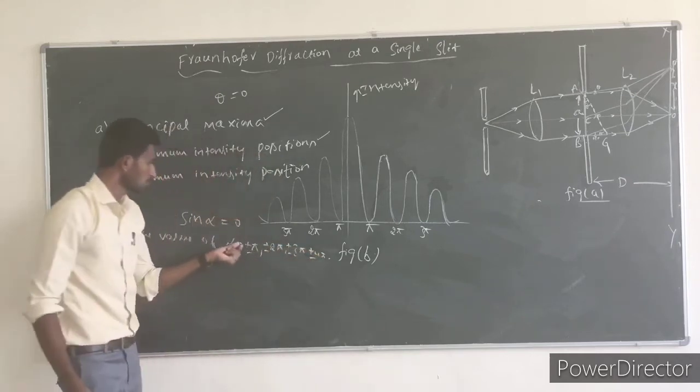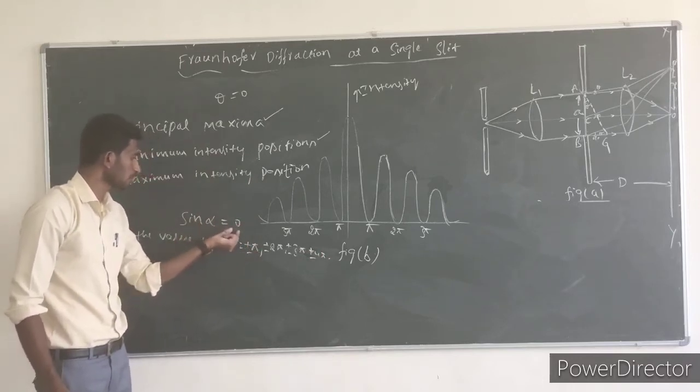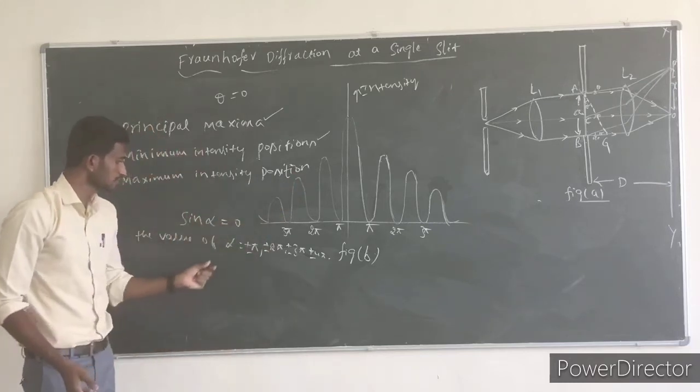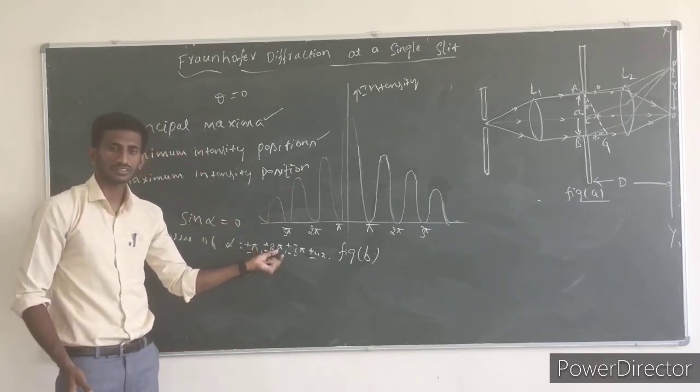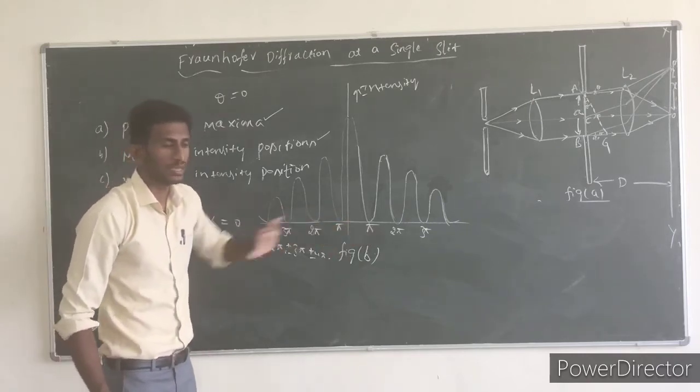Plus or minus. So sin 180 is 0. So again, sin alpha is 0 is nothing but we will get the minimum intensity position. Sin 360 is also 0. Like that. Now look at this diagram B.